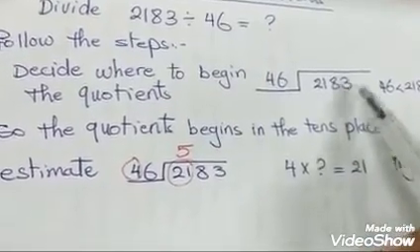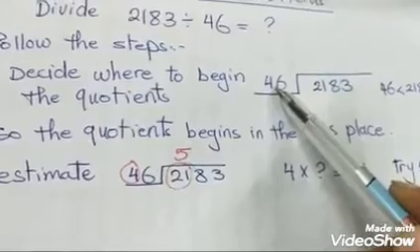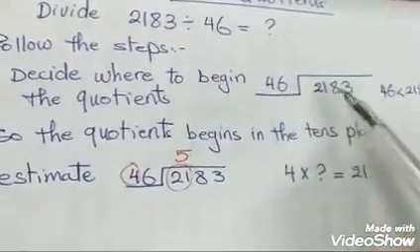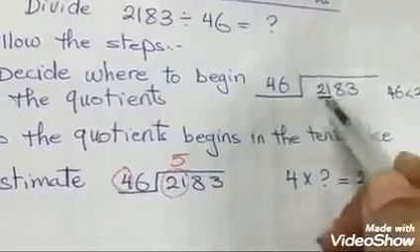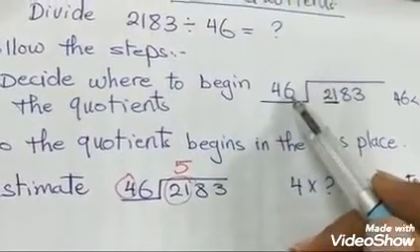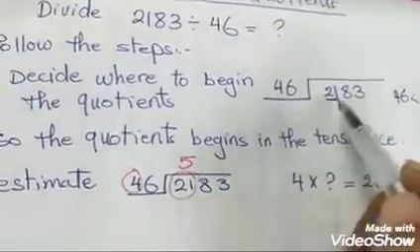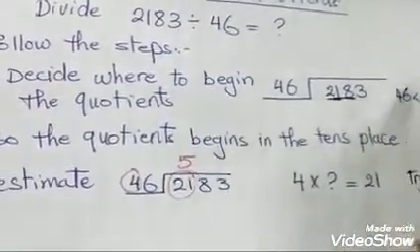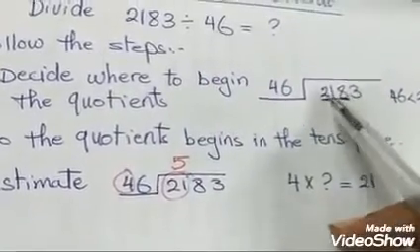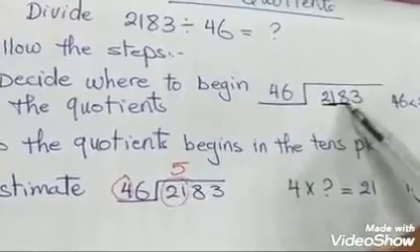2183. 2 is smaller than 46, so it can't be divided by 46. Then I will have the 21, the tens. 21 is less than 46, so it can't be divided by 46. Then I will increase one digit, 218. 218 is greater than 46, or 46 is less than 218.